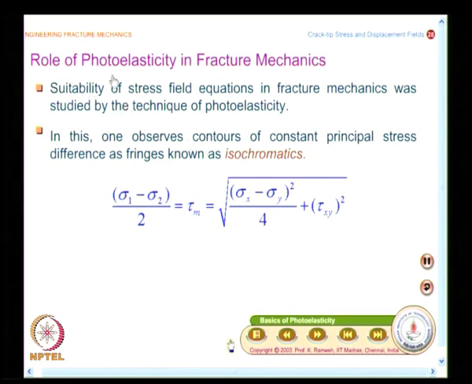We have seen in the initial lecture that photoelastic fringe contours are actually isochromatics, which represent contours of constant principal stress difference, which could also be looked at as maximum shear stress. Actually, it is sigma 1 minus sigma 2 divided by 2 that you get in the case of isochromatics, and maximum shear stress is given as the square root of (sigma x minus sigma y) whole squared divided by 4, plus tau xy whole squared.